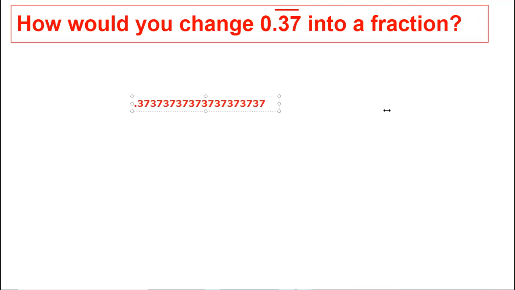I'm going to go further. 3, 7, 3, 7, 3, 7, 3, 7, dot, dot, dot. Meaning that you could forever go on into eternity writing 0.373737. So 0.37 repeating means that the 3 and the 7 will repeat in that pattern forever and ever. So how are we going to change that number into a fraction?